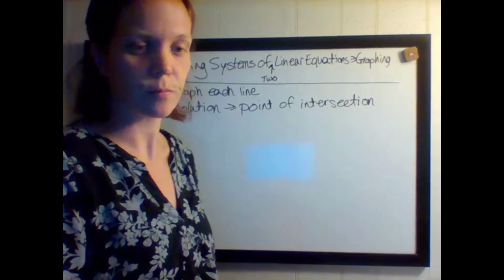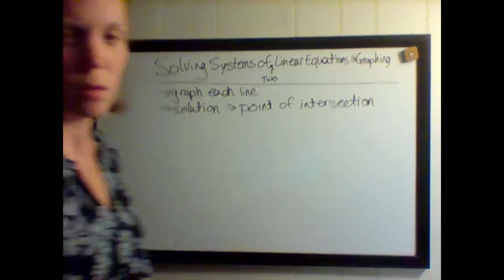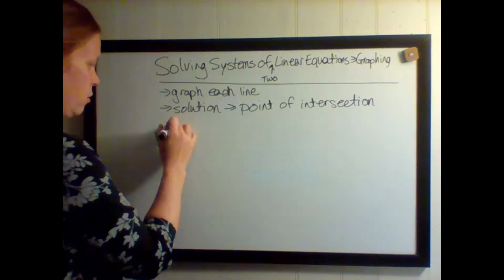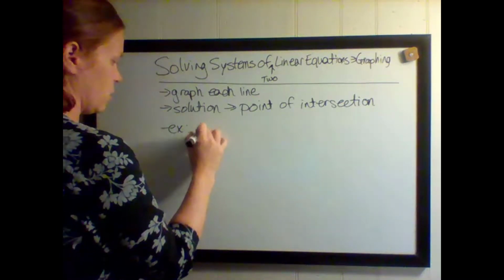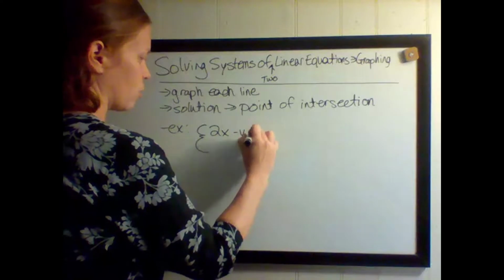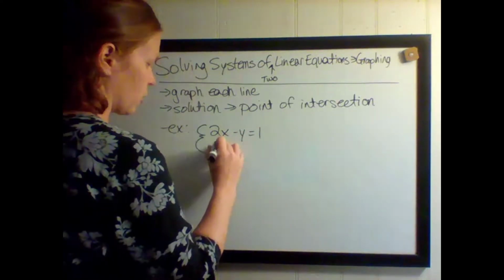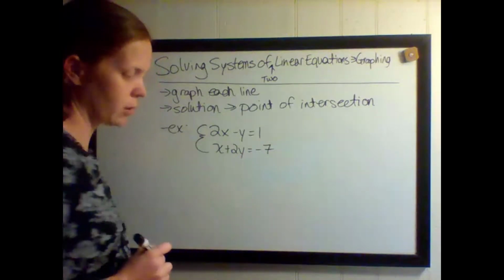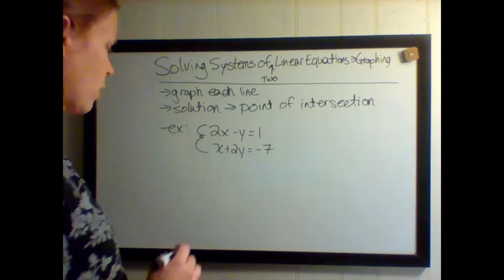So let's do the system. The first equation is 2x minus y equals 1, and then the second equation is x plus 2y equals negative 7. Okay, so let's graph each of these.